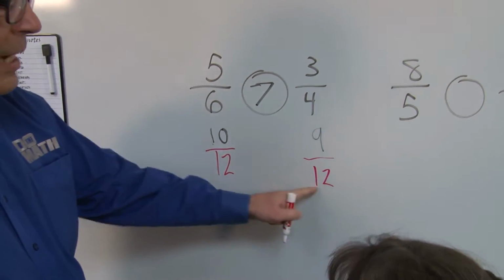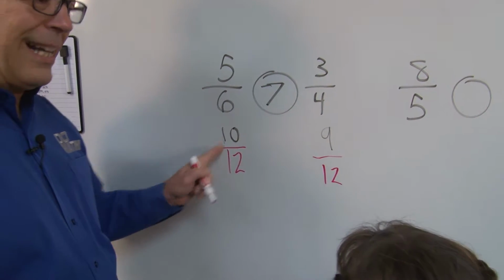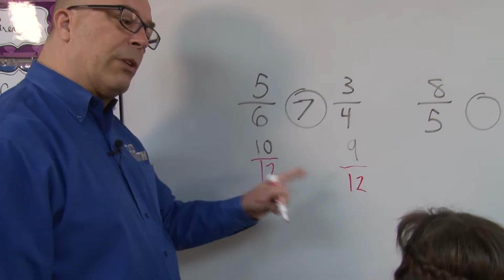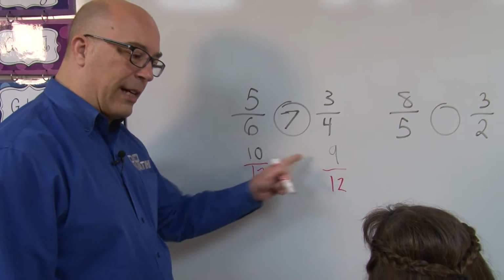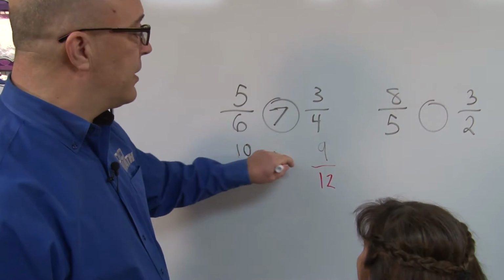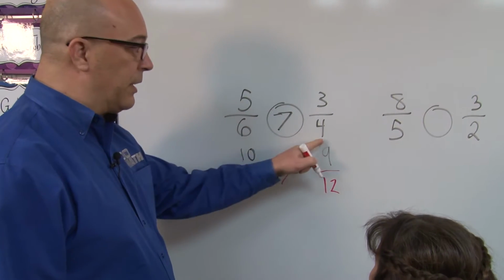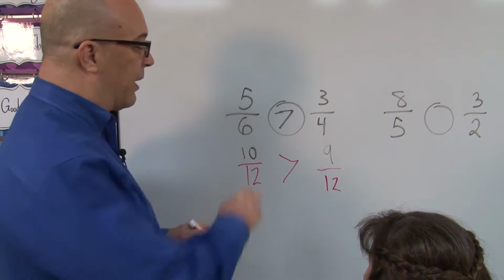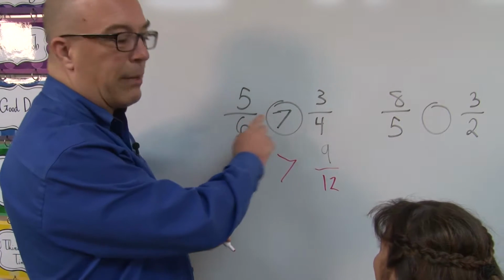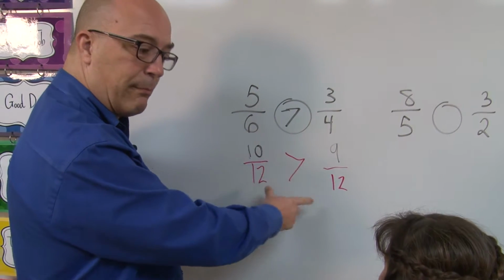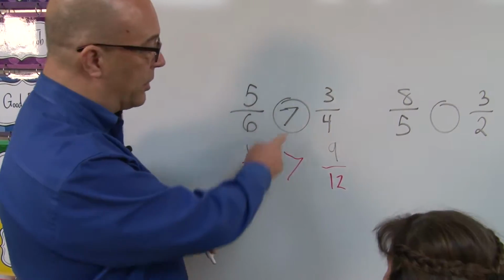So now we have the same denominator. So we have 10 out of 12 and 9 out of 12. So which one has more, 10 or 9? 10. The 10 does, right? So it's still going to be greater than this one. But that's how we can solve this using least common denominators instead of just thinking, well, that one's bigger, so it must be bigger than that one. So this way we can make sure that it is. All right? So you're correct on that one.